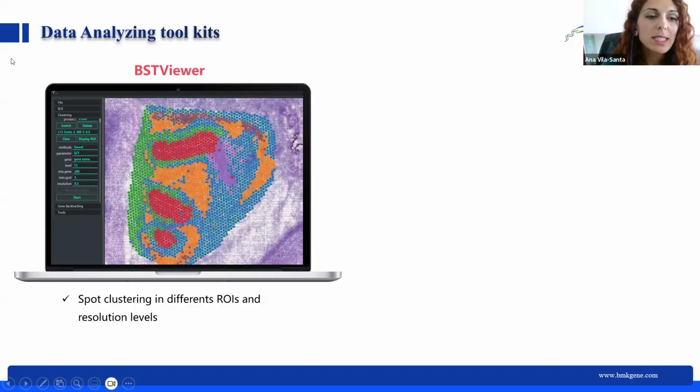So the first one is the BST viewer, and it enables us to input the H&E image and the sequencing data, and to then do clustering of the spots. And we can do it at those different resolution levels that I've been mentioning. We can also select specific regions of interest and just analyze those ones. And this can be important if the tissue is very big and we just want to analyze a specific part, or even if we have more than one specimen, or basically more than one sample in the same section, and then we can separate those.